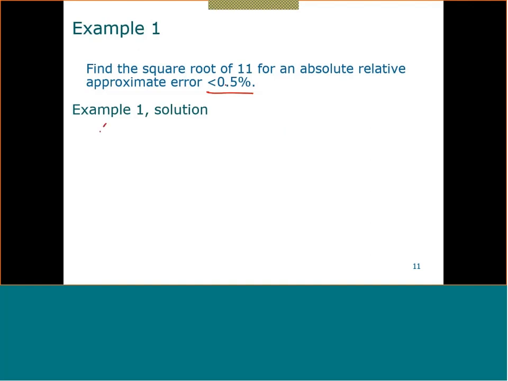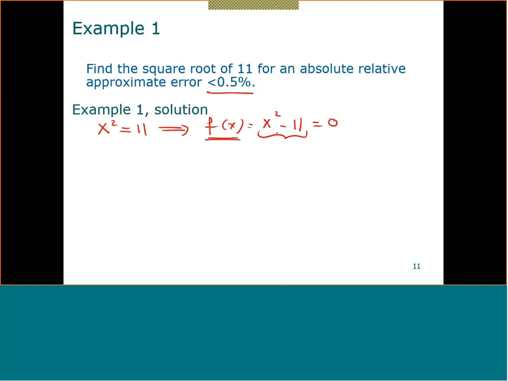So for your function, you have to write this as a function. So f of x is equal to x squared minus 11. So this is the function that you want to solve. So first you have to make this in this format. So you have everything on one side, and you want to equate this to 0. That's what you want to find. Okay. So we will start with the initial guess. Let's say you start with 4 and 5.